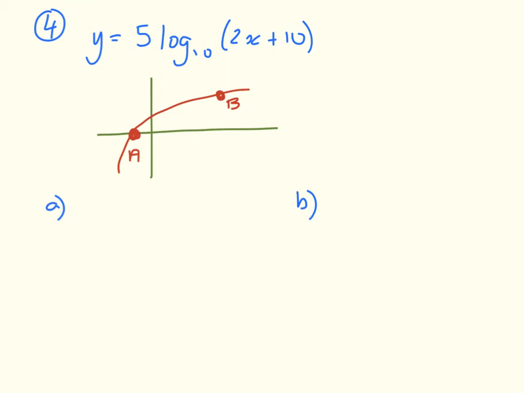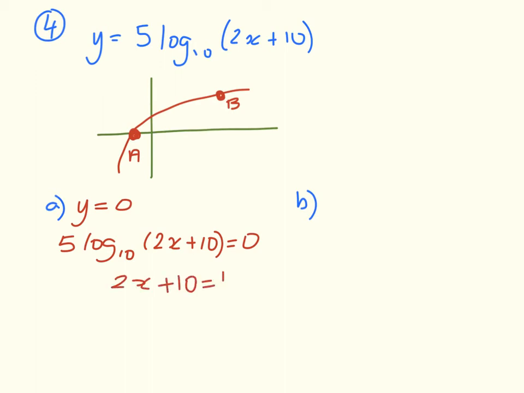Question 4, got a log graph. You need to try and find the x coordinate for A. Well, the x coordinate of A is when the y coordinate is 0. So we need to solve 5 log to the base 10 of 2x plus 10 is equal to 0. Now the only time a log function can be 0 is if this part here inside the brackets equals 1. So basically you're solving 2x plus 10 equals 1.